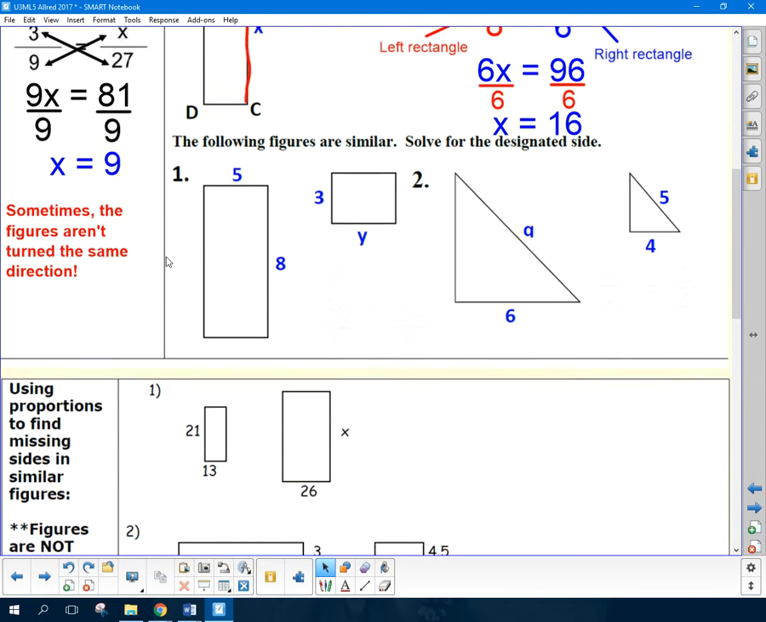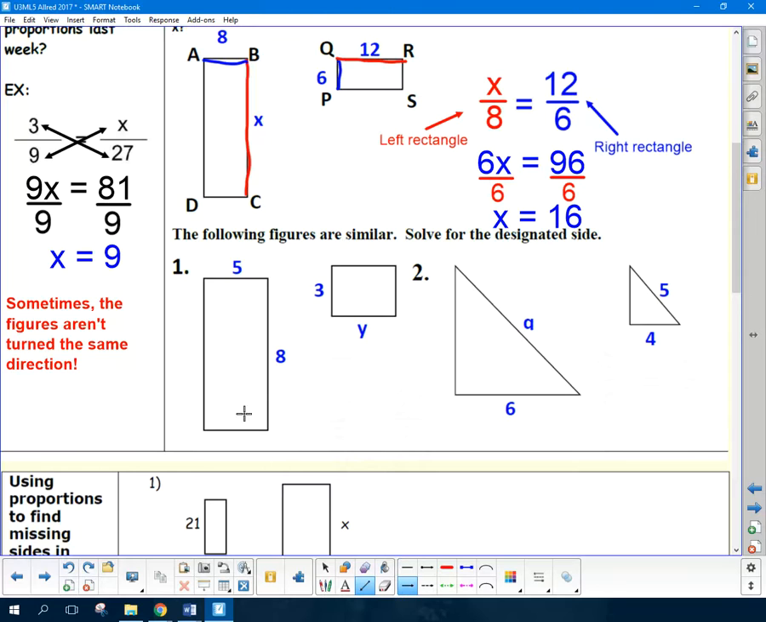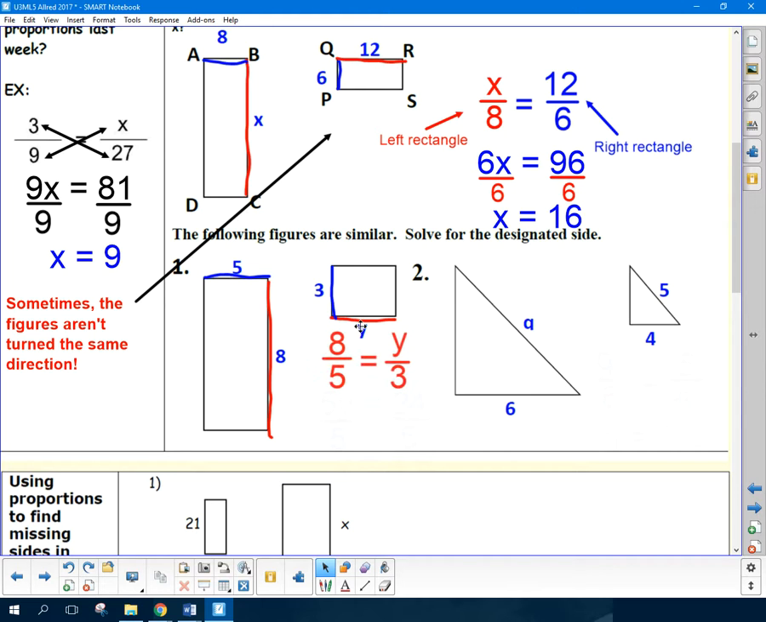Sometimes the figures aren't turned the same direction, like they weren't there. Sometimes they're turned in opposite directions. Same thing here for this first example, number 1. I have one rectangle that says 5, 8. One of the sides is 5 and one of them is 8 on that rectangle. If I were to orient the second one in that same way, then y would actually be corresponding to 8 and 3 would actually be corresponding to 5. So I'm going to write a proportion that says 8 over 5 equals y over 3.